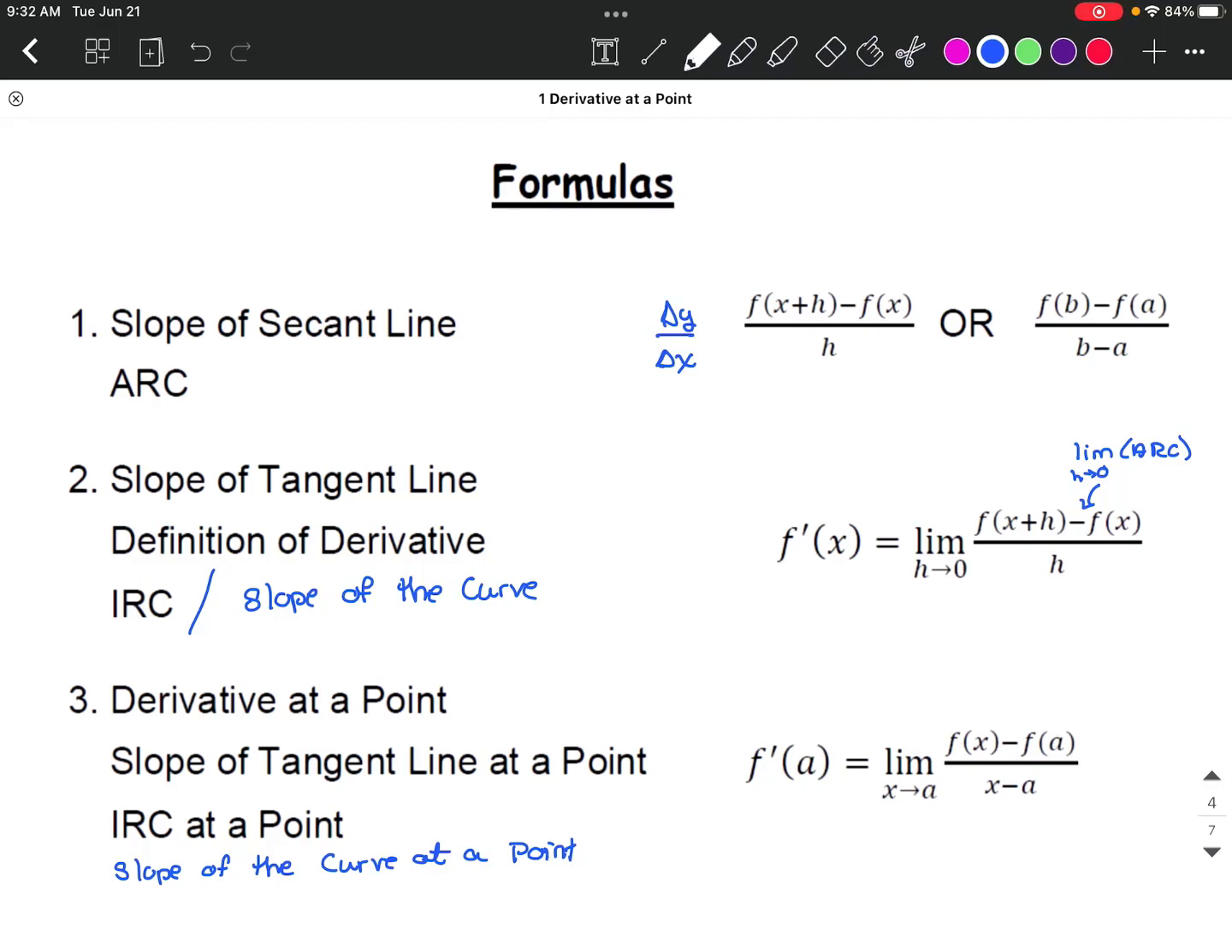Okay? So we have two different forms of the definition of derivative. One is the general that works for all x values and gives us the rule. The other is for a specific x value, and it will give us a numerical value. Let's take a look at a couple of examples.